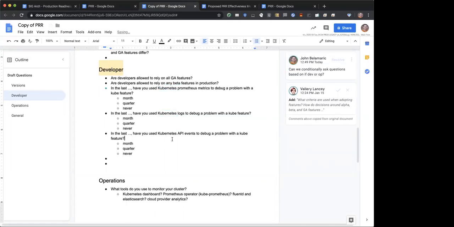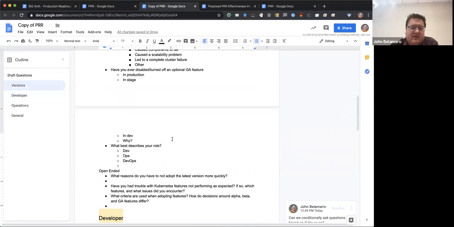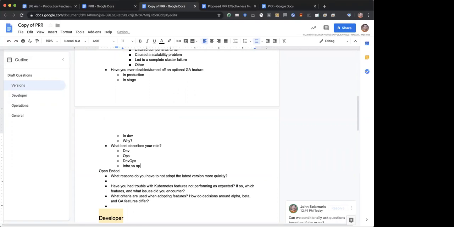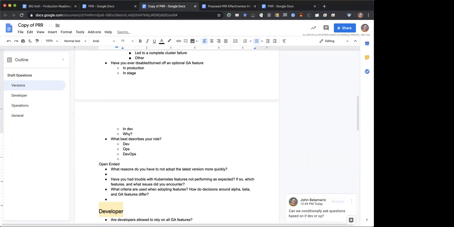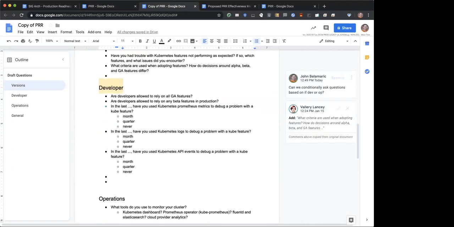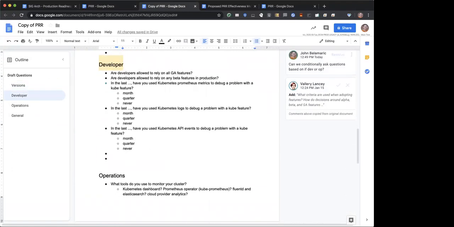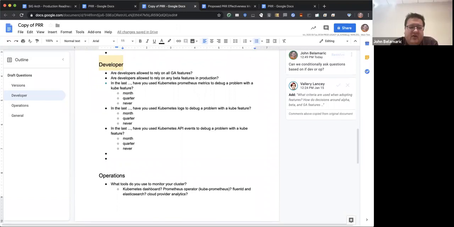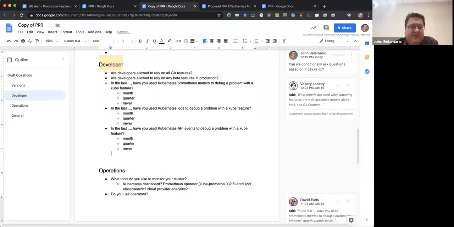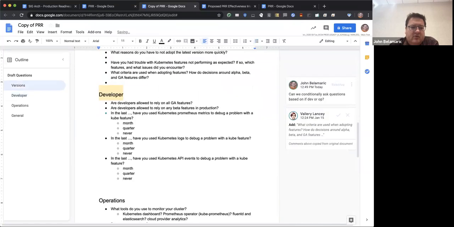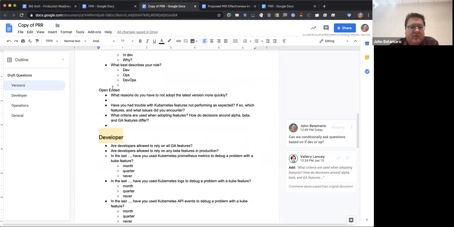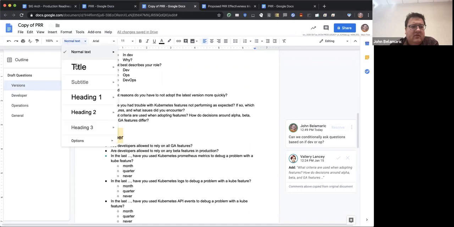No, I don't need to separate out the developer. The number of developers who work on core Cube is so small that they won't meaningfully change the result. And they're not likely to go look at the kubelet log. All right. So these are all not open-ended, which is good.